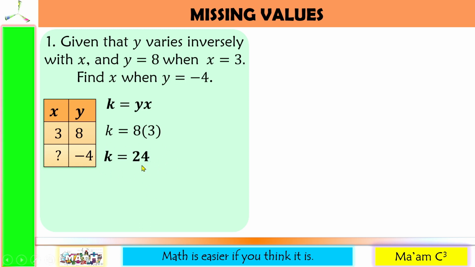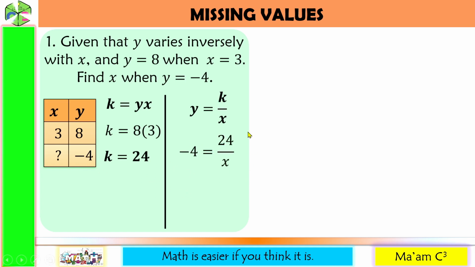Now that we already know the value of our k, let us substitute this to the inverse variation formula. So y is -4 and k is 24. Cross multiply, this will become -4 times x is equal to 24. To solve for x, let us divide both sides by -4. This will cancel out, and 24 divided by -4 is -6. So -6 is the value of our x here.